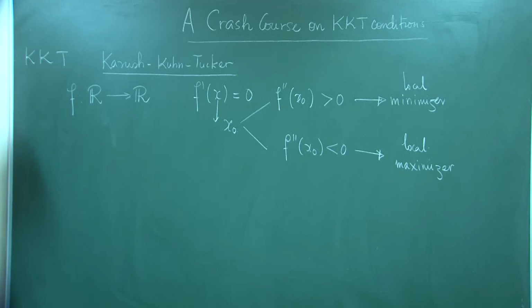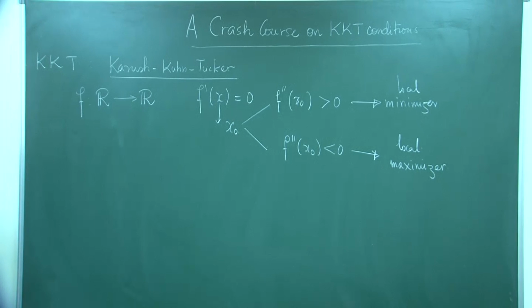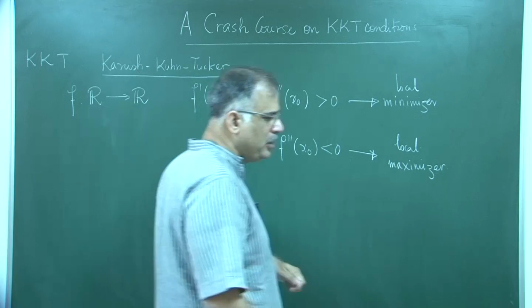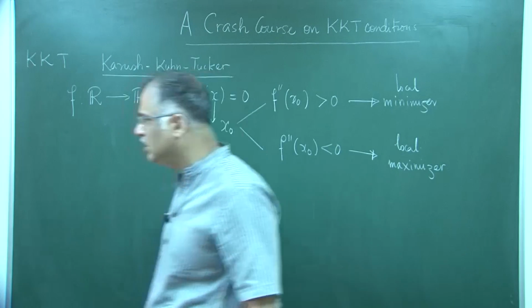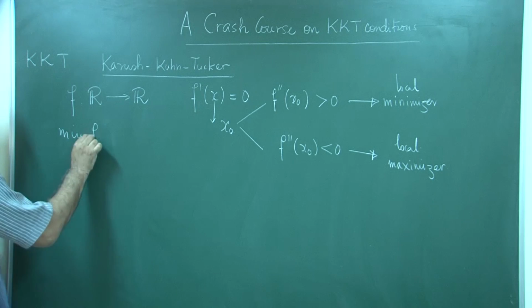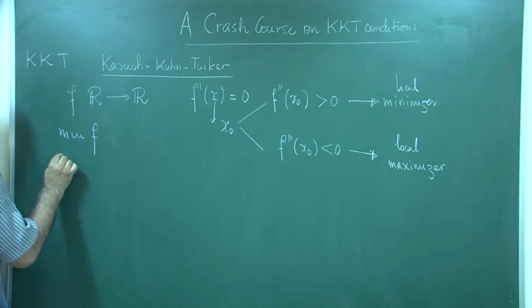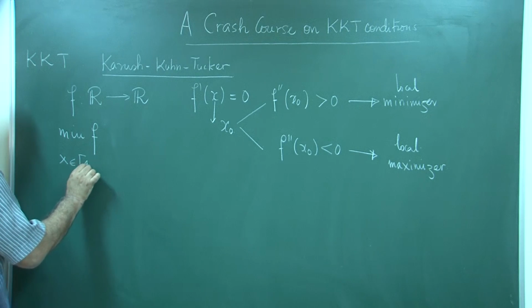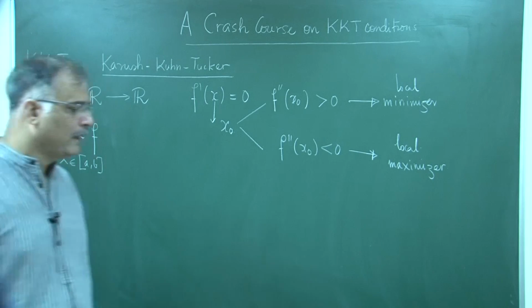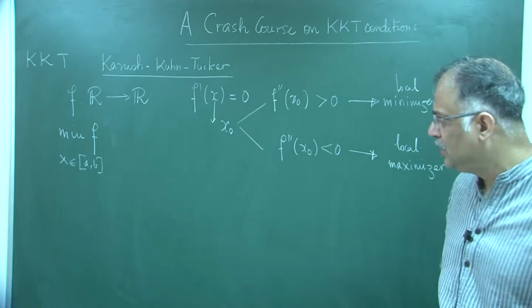Now, is this simple tool, simple idea or simple mechanism by which you can possibly find a maximizer or minimizer of a function from Rn to R, applicable when I additionally put a constraint? That is, if I say, okay, minimize a function, say from R to R, subject to x being an element of some interval, can I use the same idea? The answer will surprisingly turn out to be no.